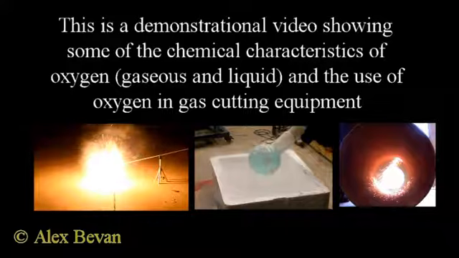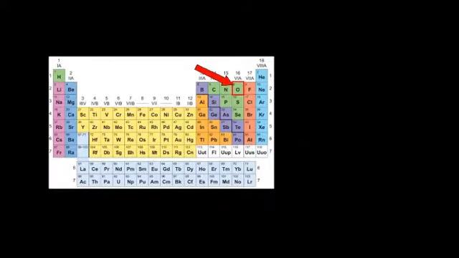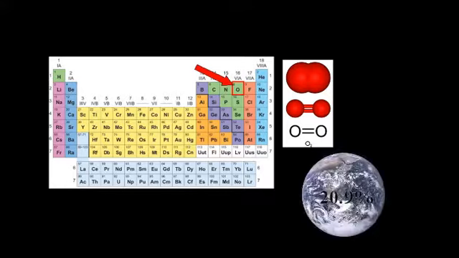This is a demonstration video showing some of the chemical characteristics of oxygen along with the use of oxygen in gas cutting equipment. Oxygen is a diatomic gas under normal conditions, occupying approximately 20.9% of the volume of the air that we're currently breathing.